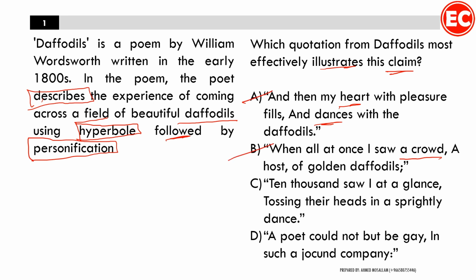Ten thousand saw I at a glance. Ten thousand here is hyperbole. Tossing their heads. Aha, personification here, in a sprightly dance. So the daffodils now, as if they have heads and they are tossing them on their own, not because of the wind. So here there is hyperbole followed by personification, so most likely C will be correct, but I have to look at D as well. A poet could not but be gay in such a jocund company. A poet can't but be happy in such a jocund company. There is nothing here, hyperbole or personification, so the answer will be C.